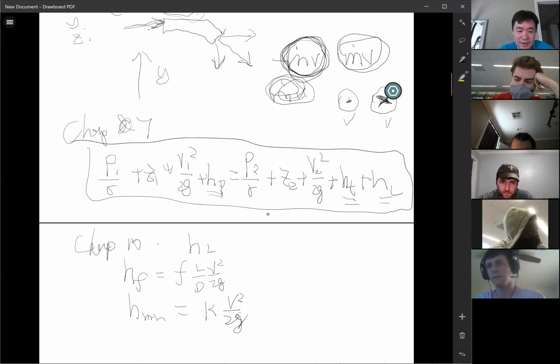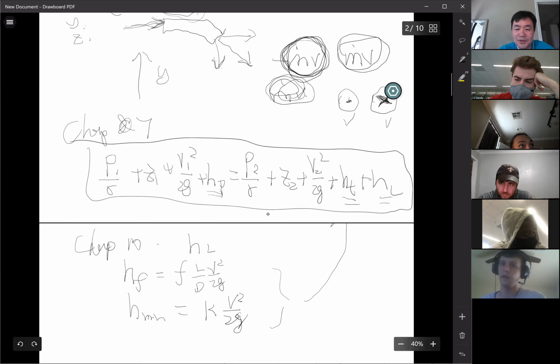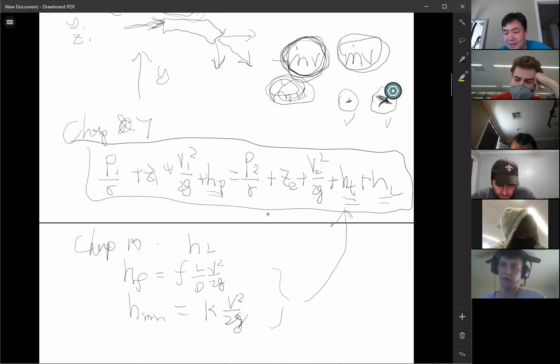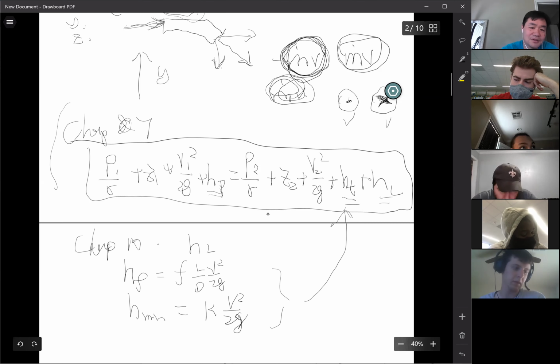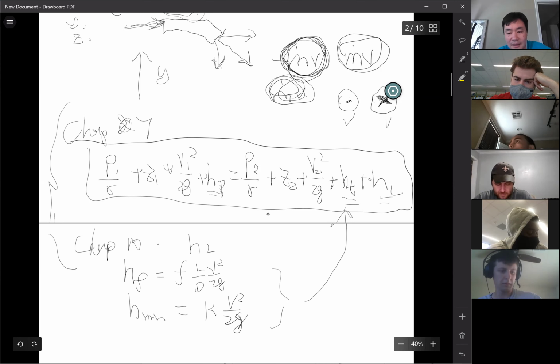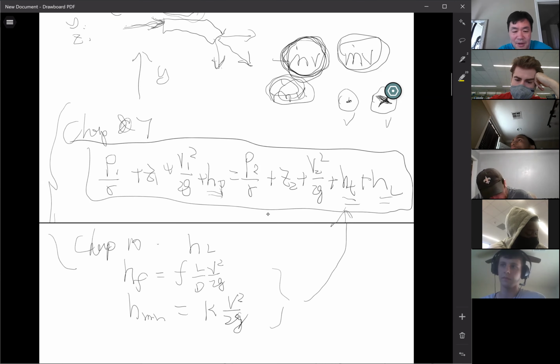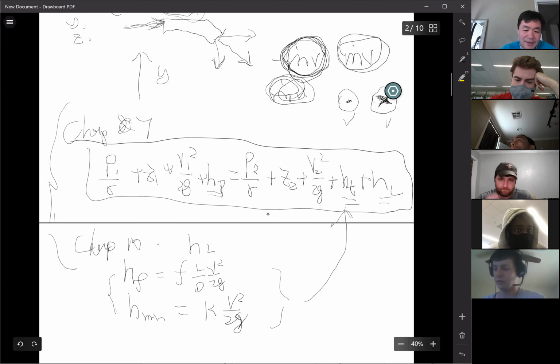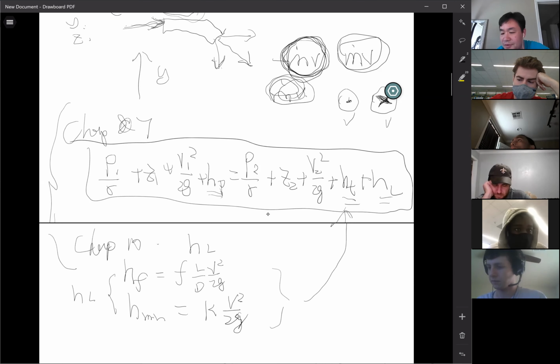So chapter 10 is very applied. This basically will be used with chapter 7. These two, the problems are always together. Does that make sense, guys? These equations are the model. Combine these two, you get HL. HL is the summation of the frictional loss and the minor losses.